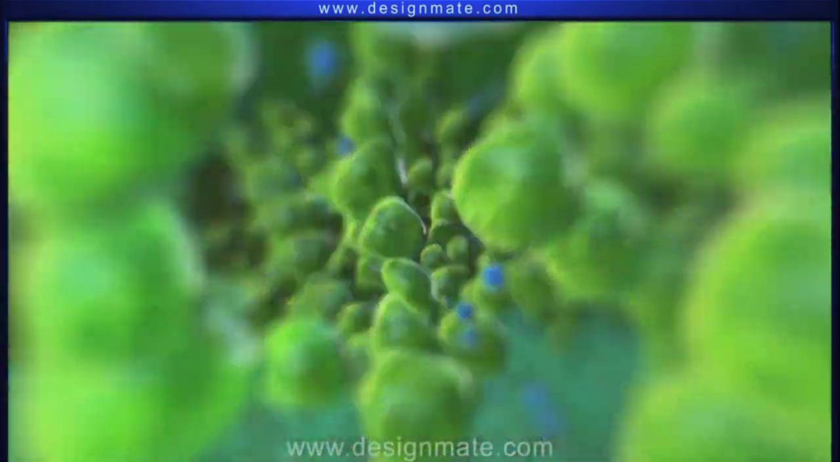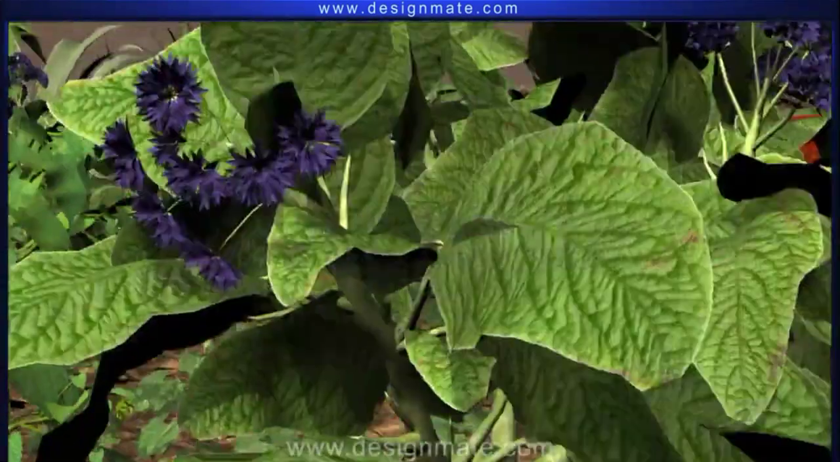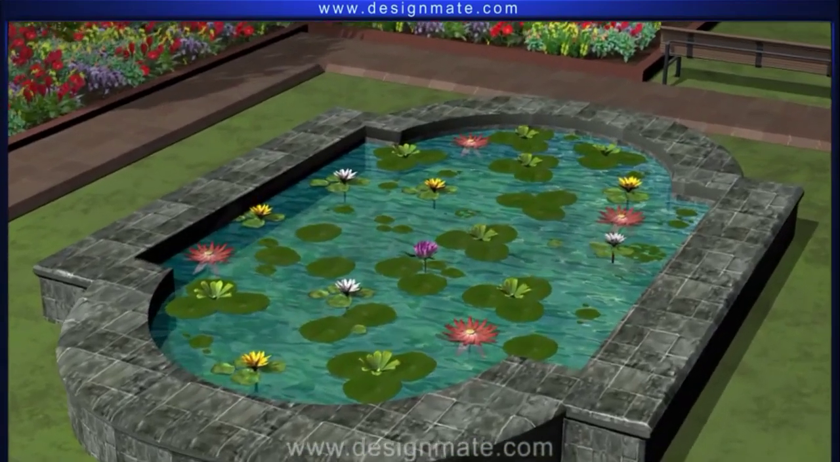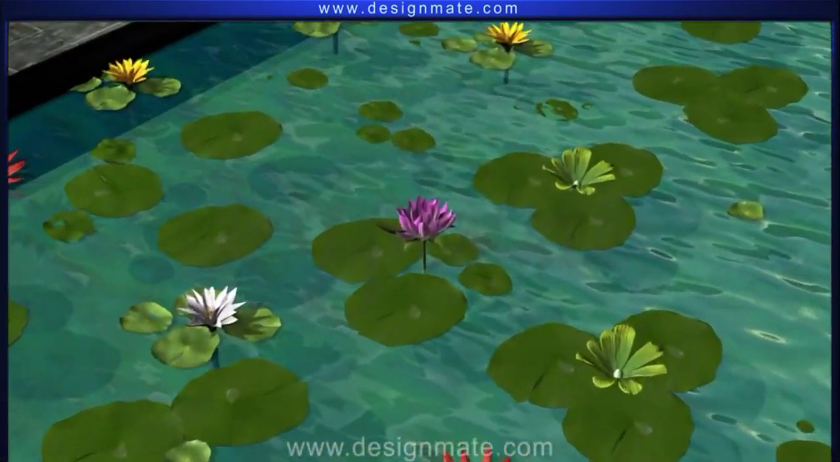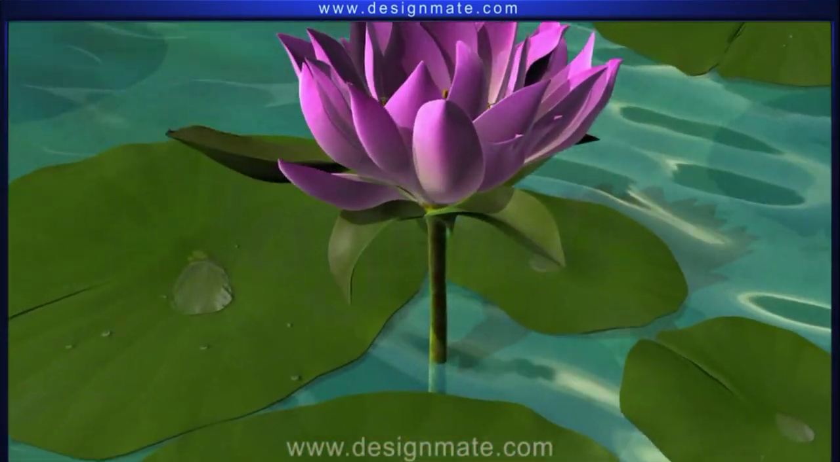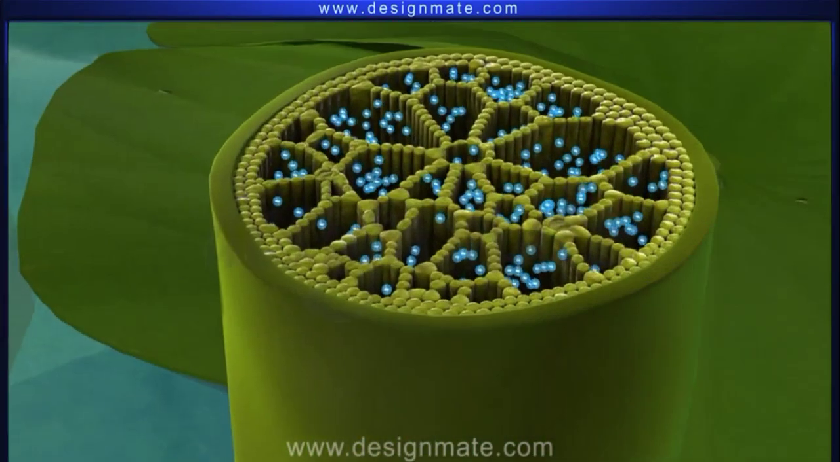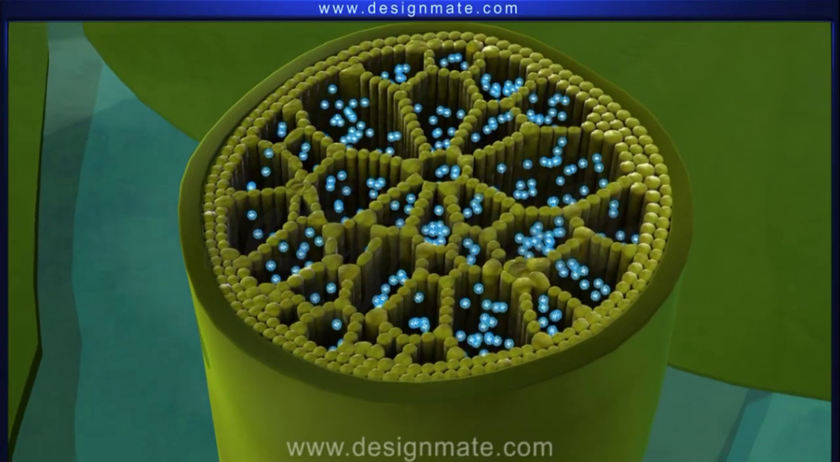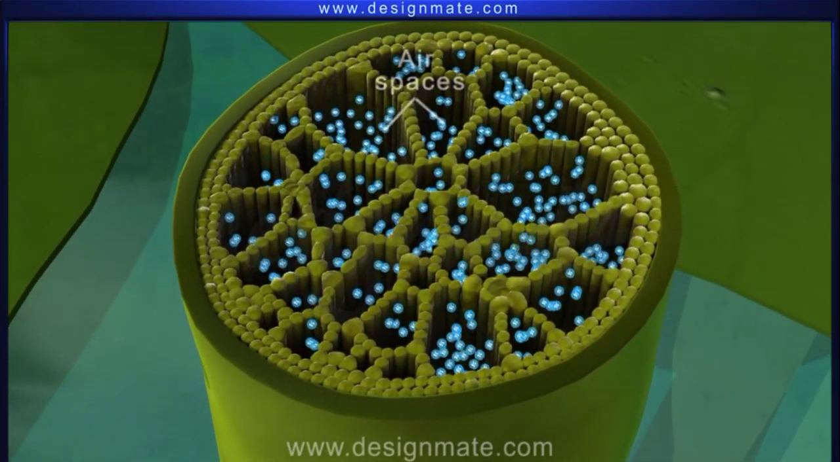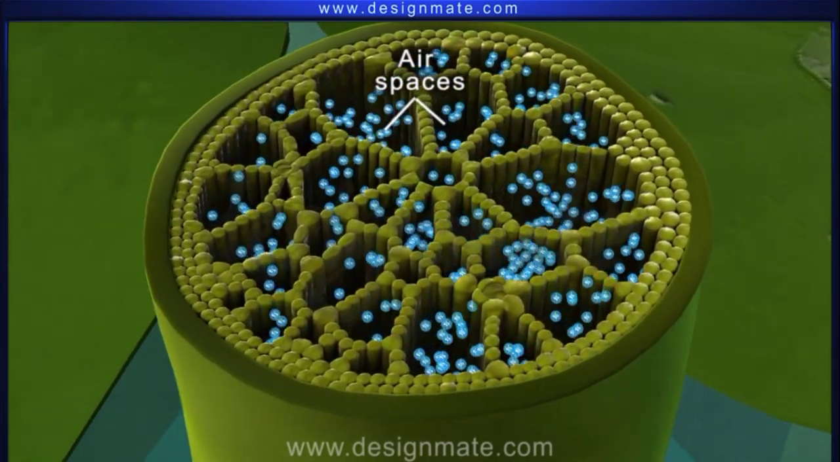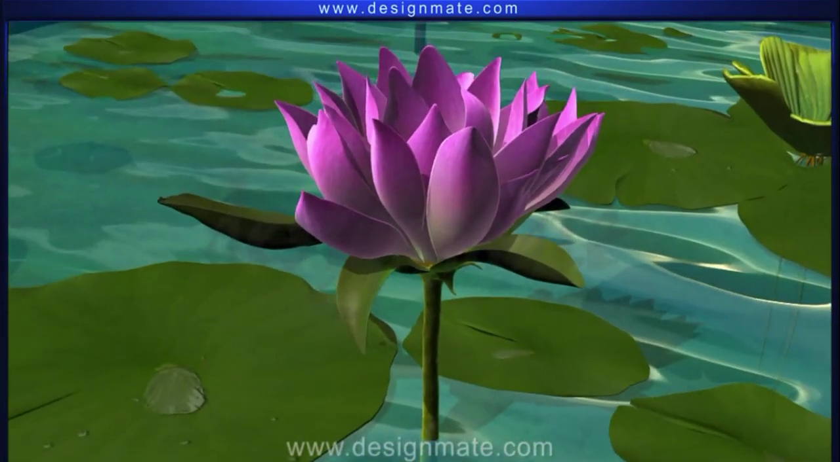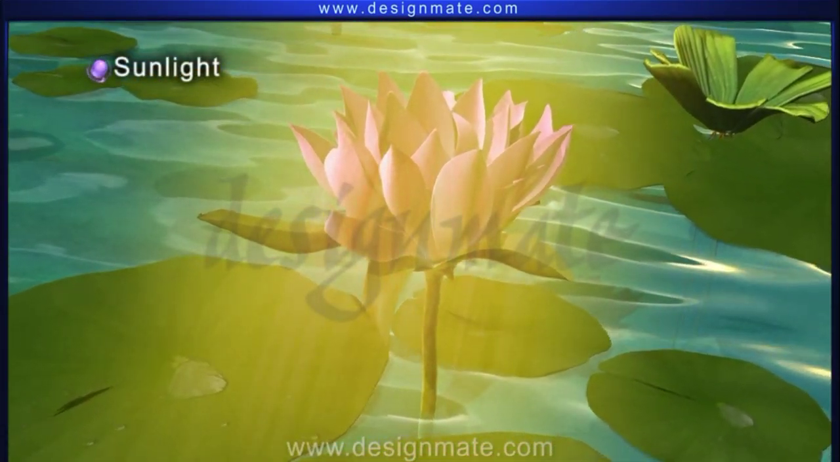To learn more about another type of parenchymatous tissue called parenchyma, let us focus our attention on hydrophytes. A cross-section of the stem shows cells which are loosely arranged, thus forming numerous air spaces. Due to such air spaces, plants float on water to obtain sufficient sunlight.